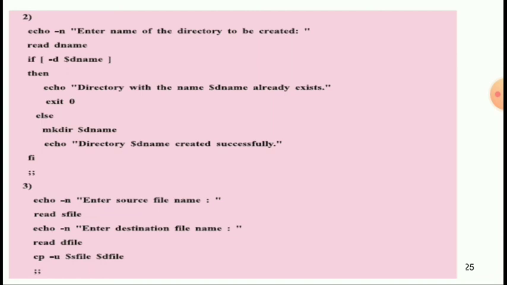Third number: echo -n enter a source file name, read sfile, that means a source file name. Echo -n enter destination file, read dfile, that means a destination file, and cp, that means the copy command, -u $sfile, the source file, and $dfile, the destination file, and double semicolon. That is, the third case is over.